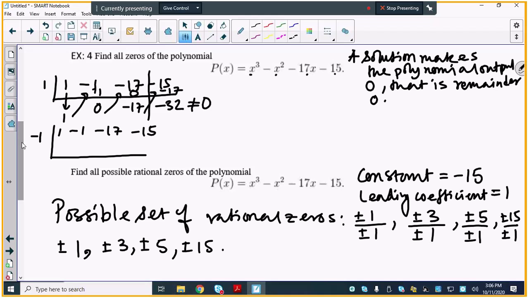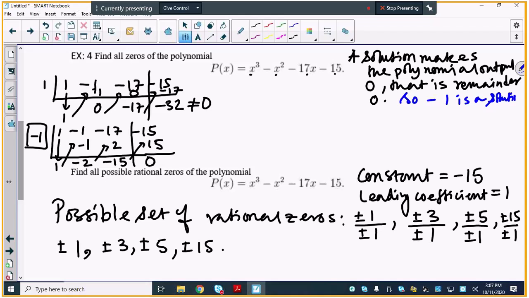So let's start. 1 without change, 1 times negative 1 is negative 1. So that's negative 2. 1 times negative 2 is positive 2. So that's negative 15. Negative 1 times negative 15 is positive 15. And that is 0. As soon as I get that, I say negative 1 is a solution. So negative 1 is a solution. I found one of the solutions, and I know that there could be 2 more because the degree is 3.